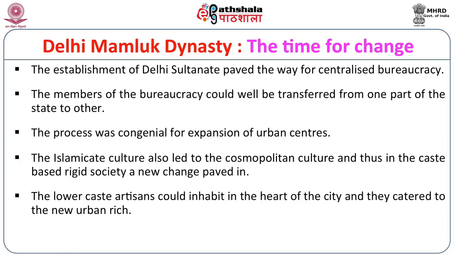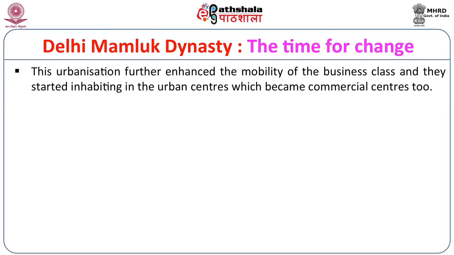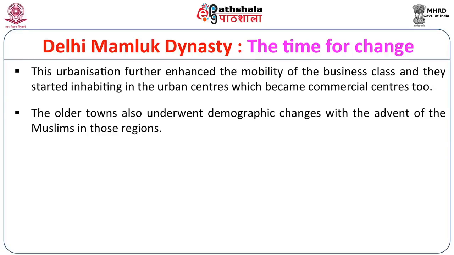The lower caste artisan could inhabit in the heart of the city and they catered to the new urban rich. So this gave a space, or rather a scope, to social mobility in the caste-driven culture of India. This urbanization further enhanced the mobility of the business class, and they started inhabiting in the urban centers, which became commercial centers too. So the urban centers not only were the administrative joints, but they were commercial centers at the same time, where the bureaucracy and the merchants lived side by side, and they were served by the artisans and other menial group. The older towns also underwent demographic changes with the advent of the Muslims in those regions.